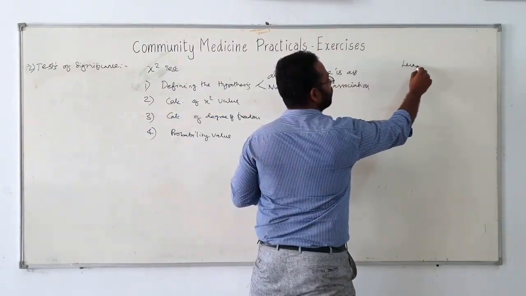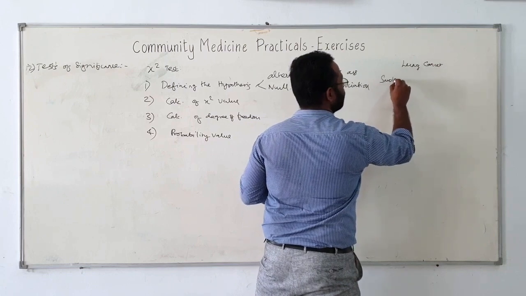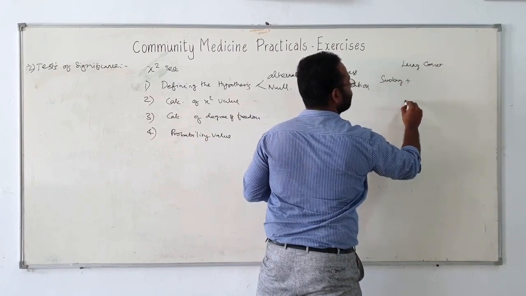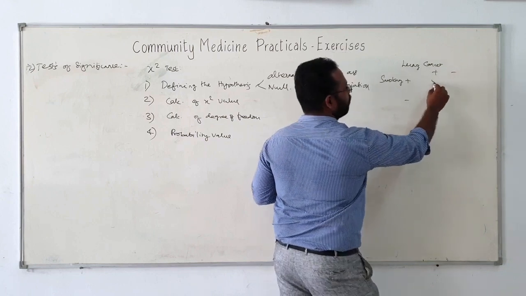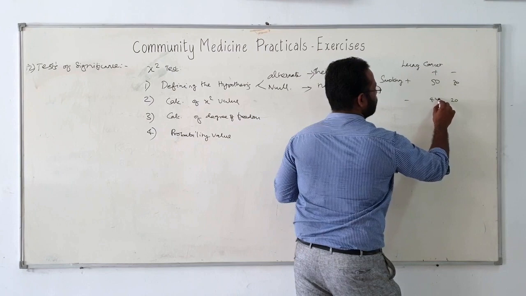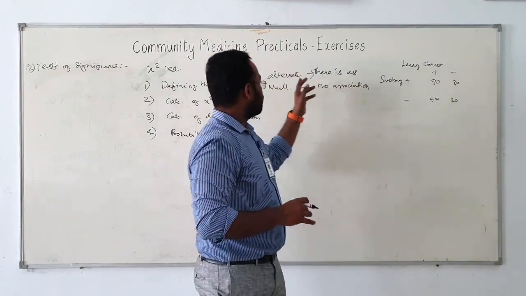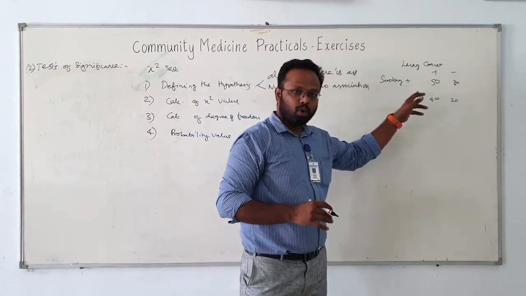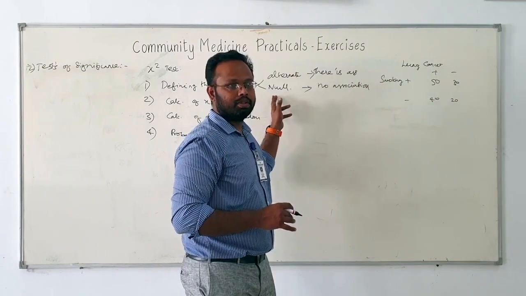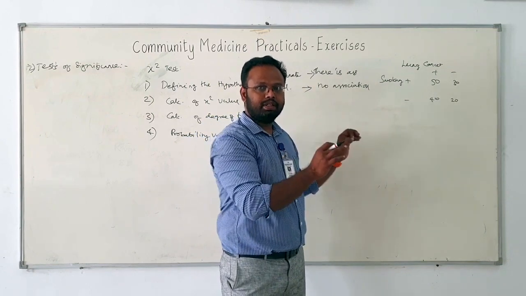Lung cancer, you have patients like this. Smoking, you have like this. You randomly get patients like this with 50, 20, 30, 40. So you want to say if there is association, that is your alternate hypothesis. If there is no association, then that is called the null hypothesis. So you have to mention what is your hypothesis. That is the first step in chi-square test.